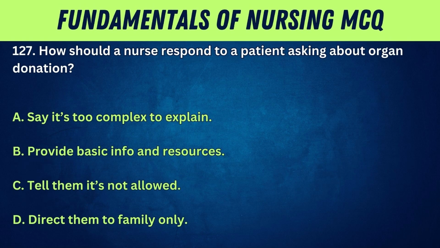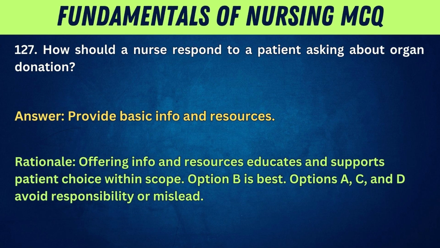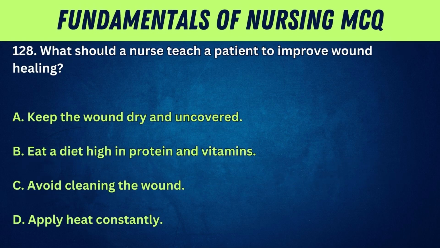127. How should a nurse respond to a patient asking about organ donation? A. Say it's too complex to explain. B. Provide basic info and resources. C. Tell them it's not allowed. D. Direct them to family only. Answer. Provide basic info and resources. Rationale. Offering info and resources educates and supports patient choice within scope. Option B is best. Options A, C, and D avoid responsibility or mislead.